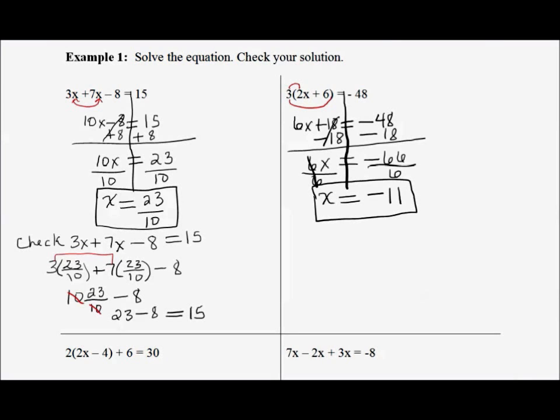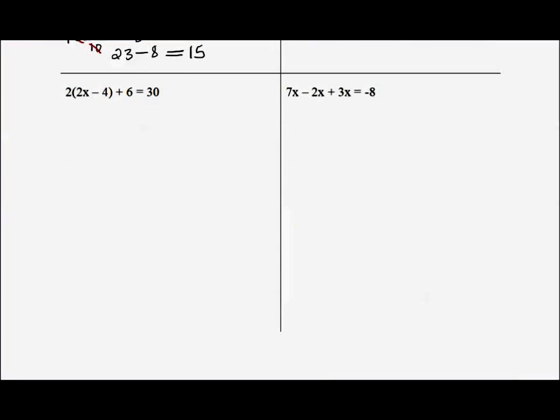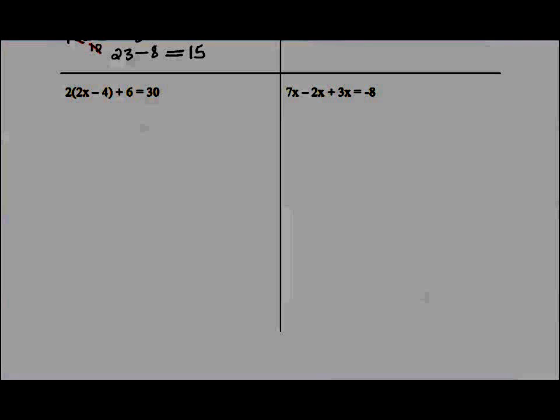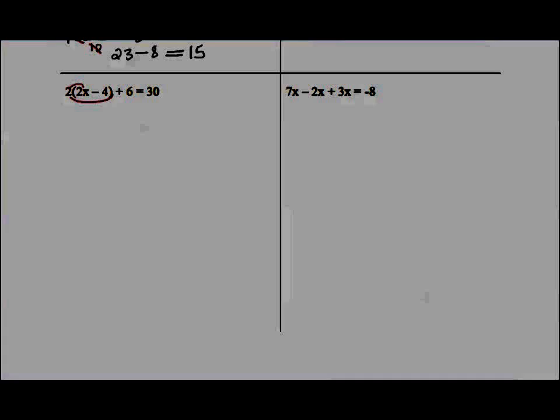Okay? Let's move down to our next one. Once again, when I look at this one, I have 2 times the sum of 2x, I have 2 times the difference of 2x and 4 plus 6 equals 30. Well, clearly I see here I have to apply my distributive property. I have to multiply that 2 to both terms inside the parentheses.